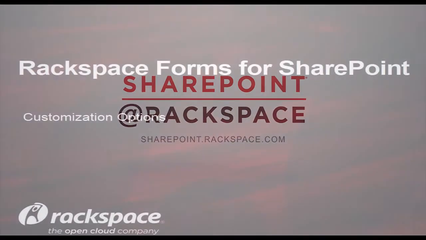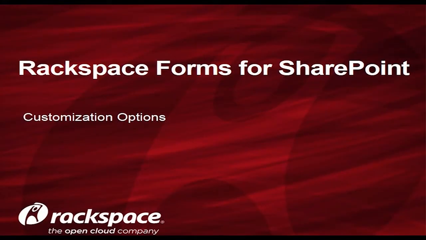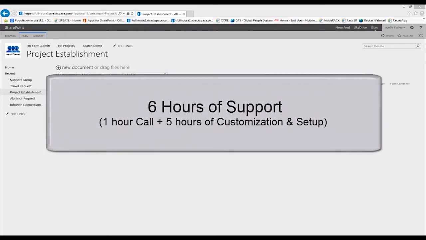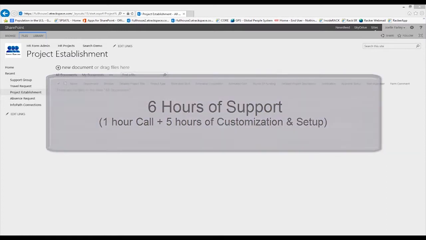We wanted to provide a little more detail about exactly what you get when you purchase one of our forms. Consider this the fine print. When you purchase a form, you will receive 6 hours of support. 1 hour of that support will be set aside for a call so that we can gather requirements from you and discuss customizations. The remaining 5 hours will be for us to install the form on your site, make the customizations, and just test everything out for you.